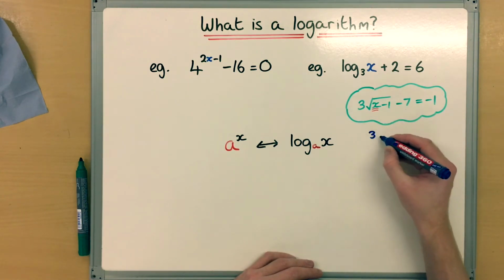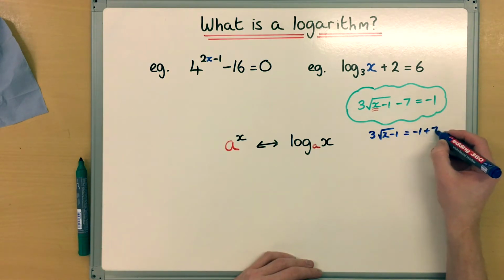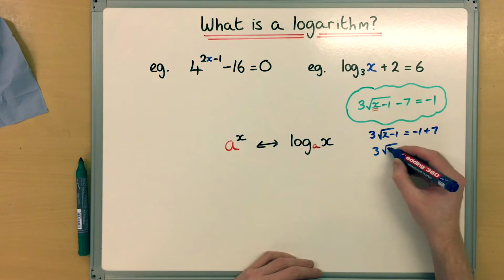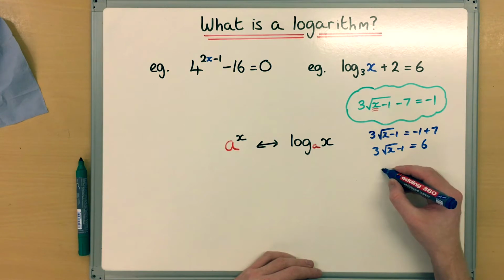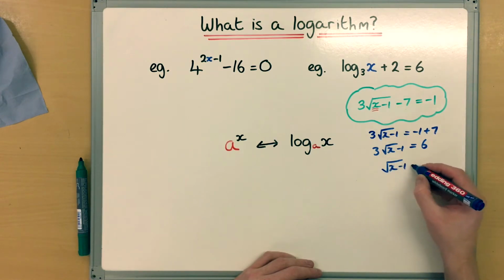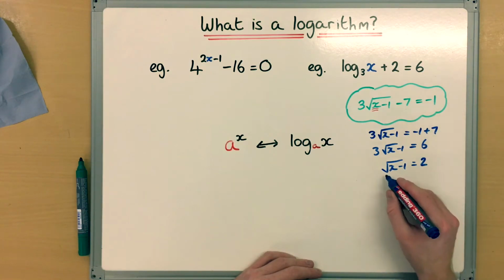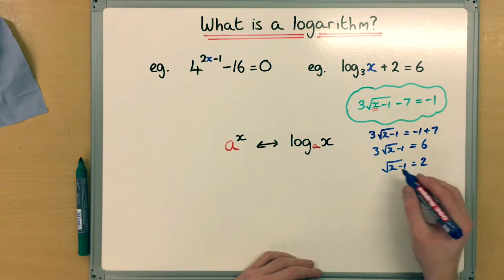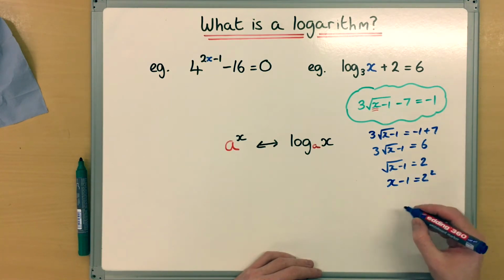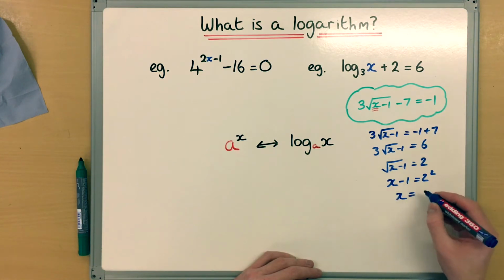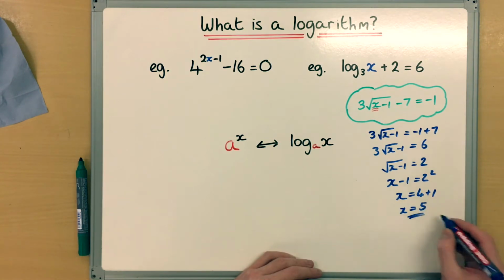We would write 3 root x minus 1 equals minus 1 plus 7 gives us 3 root x minus 1 equals 6. Then we would write root x minus 1 equals 6 divided by 3. Take that across, divide, gives us 2. And now to get rid of this root, we'd finally take it across. It'd become the opposite of a square root, a square. So we get x minus 1 equals 2 squared. 2 squared is 4, so we get x equals 4 plus 1, x equals 5.